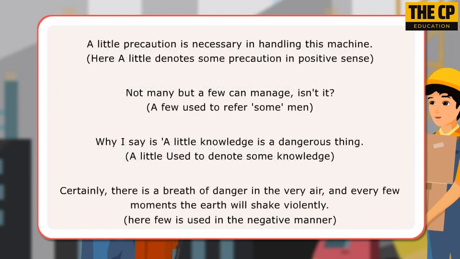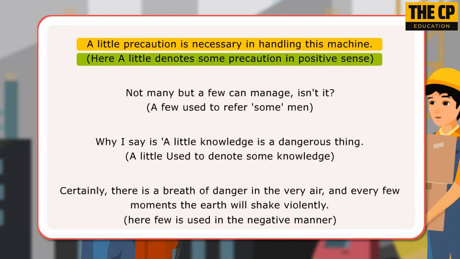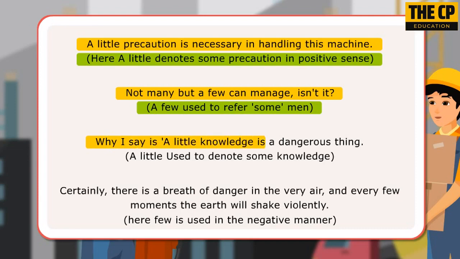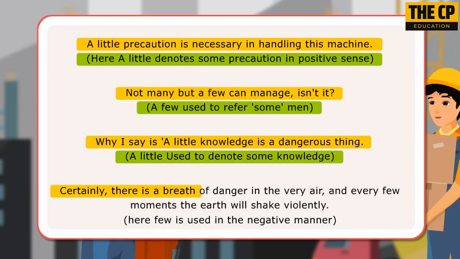Here are some example sentences. A little precaution is necessary in handling this machine. Here, a little denotes some precaution in a positive sense. Not many, but a few can manage, isn't it? A few is used to refer to some men. Why I say is, a little knowledge is a dangerous thing. A little is used to denote some knowledge. Certainly, there is a breath of danger in the very air, and every few moments the earth will shake violently. Here, few is used in a negative manner.